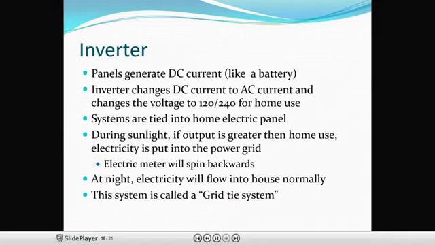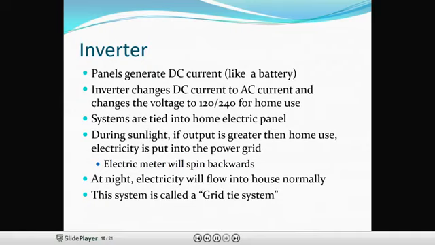Inverter. Panels generate DC current, like a battery. The inverter changes the DC current to AC current and changes the voltage to 120 or 240 for home use. Systems are tied into the home electric panel.